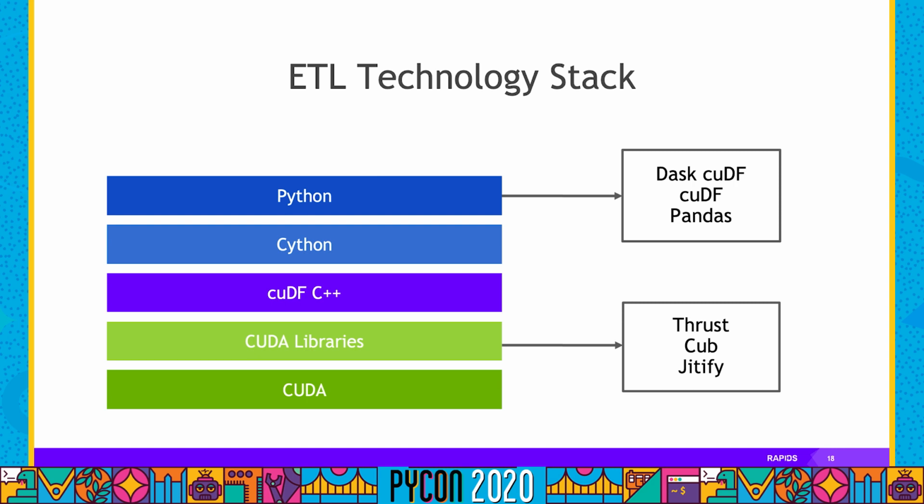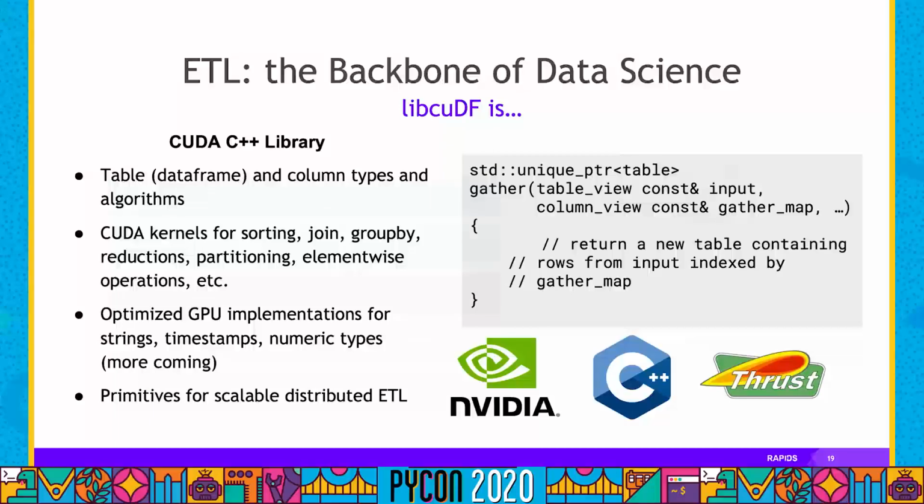This is the ETL technology stack in RAPIDS. It's important to note that this is all built on top of CUDA and C++. And we'll talk about that in a second. But then there are also Python bindings to that underlying cuDF and CUDA libraries that allow you to take advantage of all of that performance in a Pythonic way that you're familiar with. So like I said, you can have your cuDF any way you like it, as long as it's either C++ or Python. So here is libcuDF.